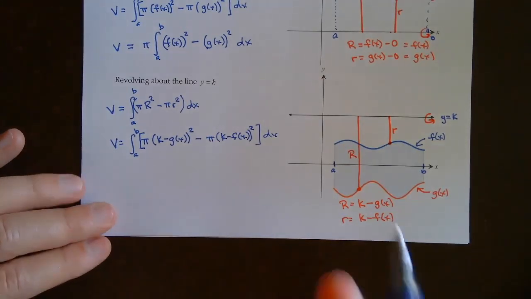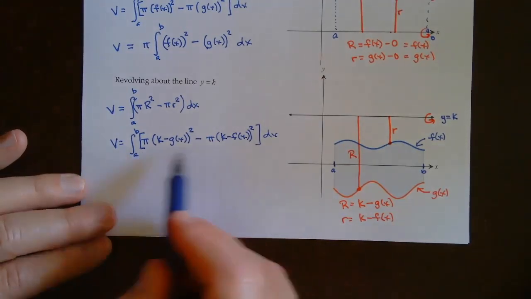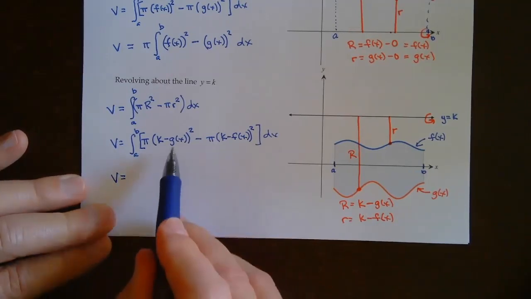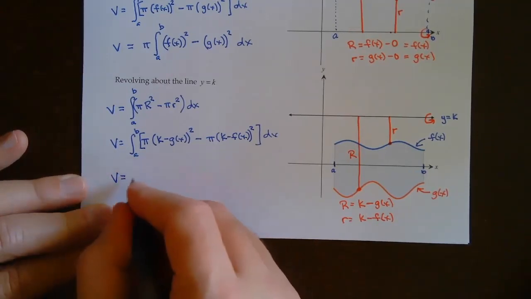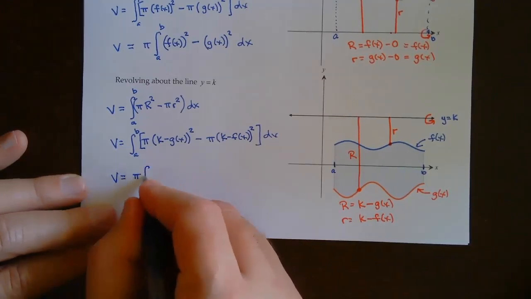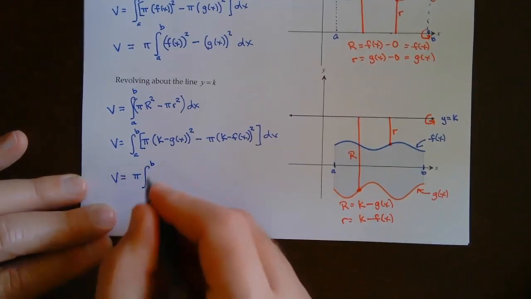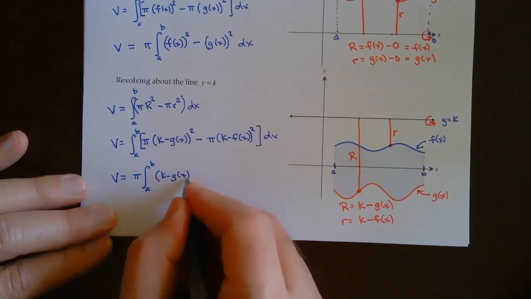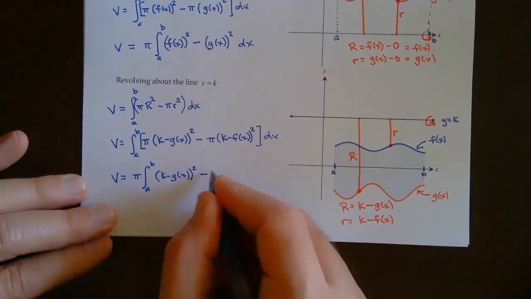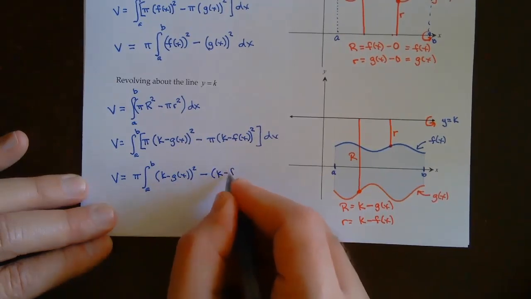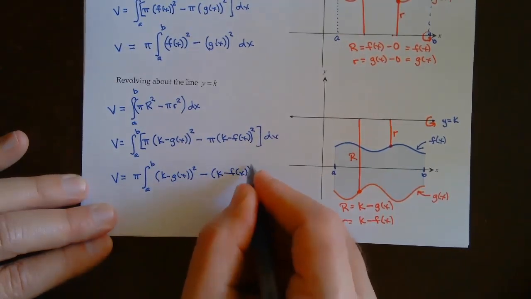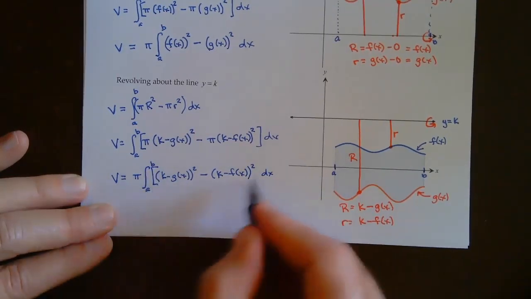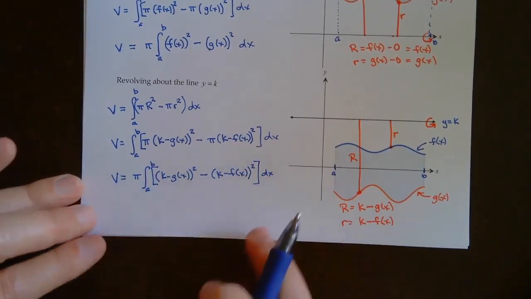Now, an alternative way is you could, once again, factor a pi out, okay? So V is equal to, I'm going to always write it like this, V is equal to pi times the integral from a to b of k minus g of x squared minus k minus f of x squared, and then dx. I'm going to put a bracket around that.